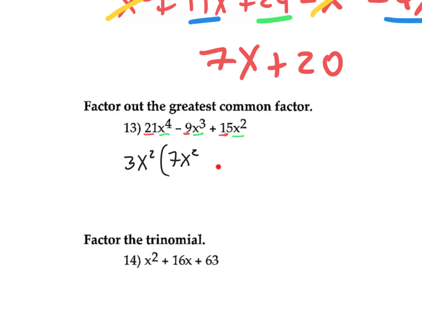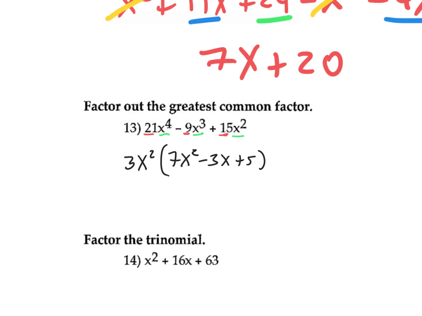3 times what would give me a negative 9? Well, that would be a negative 3. You could say x squared times what would give me an x to the third? Well, that would be an x. 3 times what number would give me a positive 15? Well, that would be a positive 5. And then finally, x squared times what variable would give me an x squared? Well, that would just be 1, so we could leave it alone like that. All right, so now we did that properly.